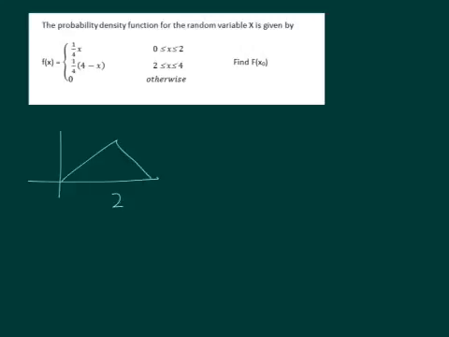This point here is 2. So we're going to need to work out two equations, one for this part of the line, one for this part of the line. So firstly, we need to find out F of x naught, where x naught is between 0 and 2.